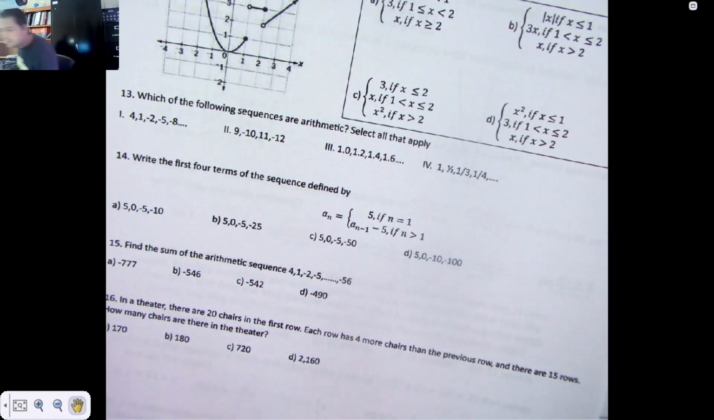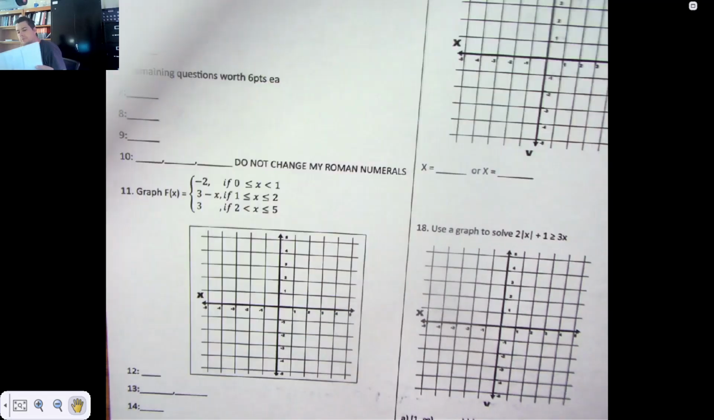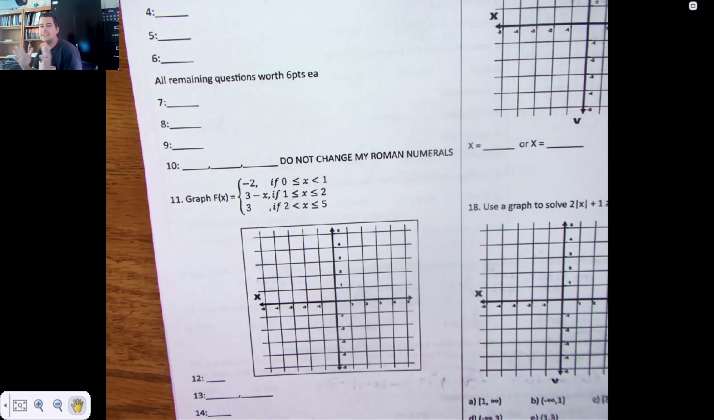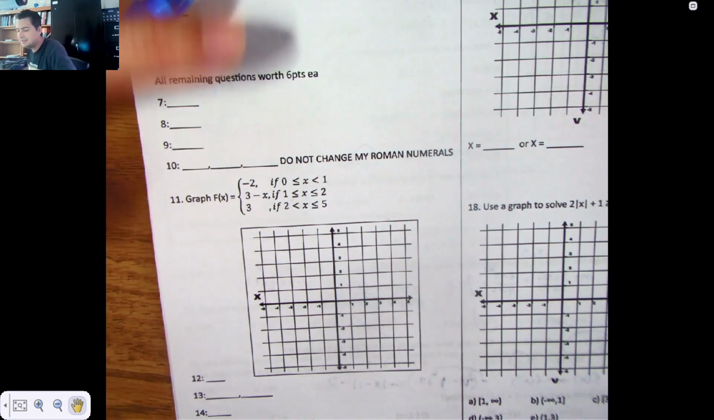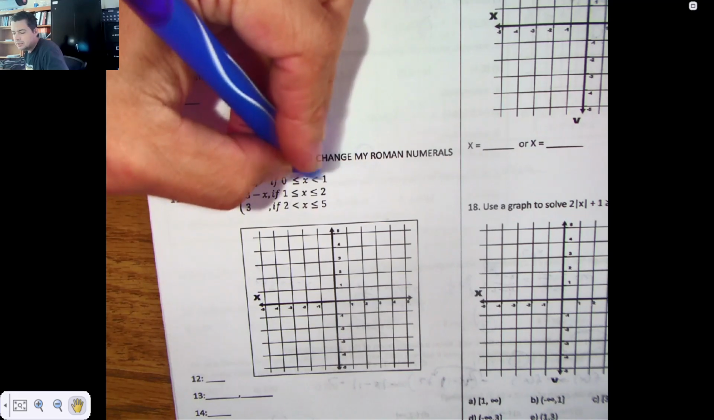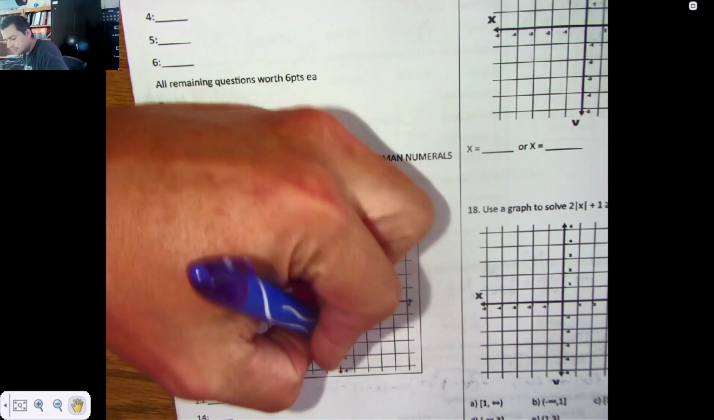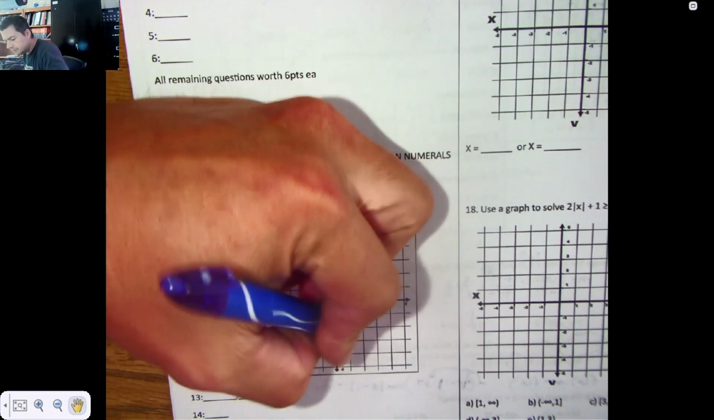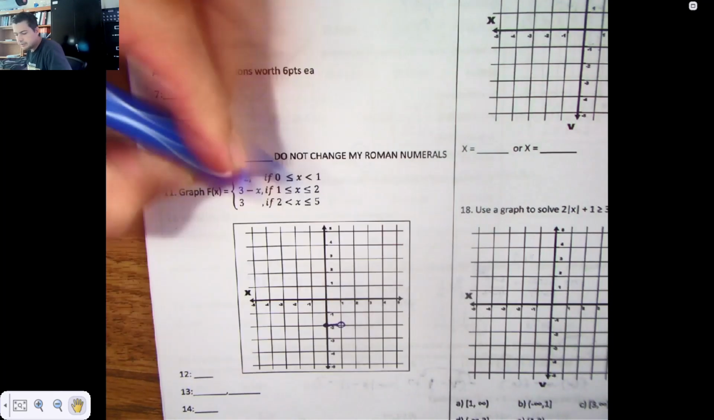Let's see, 11 was done on the answer document. You were supposed to graph that piecewise function. I made it as easy as I could. They were all line segments. Oh, they were all lines. So if I'm stuck between 0 and 1 non-inclusive, I'm negative 2. So 0, negative 2. 1, negative 2 with an open hole because symbolism.